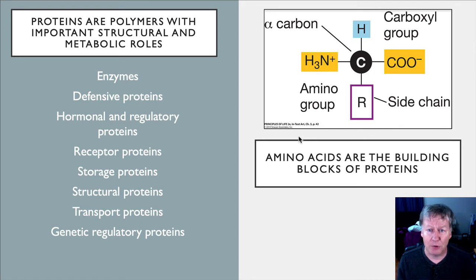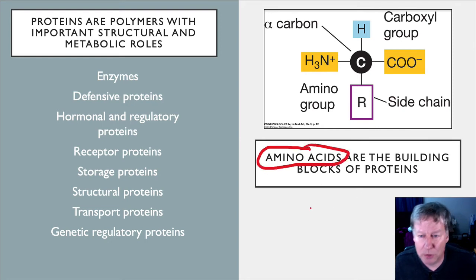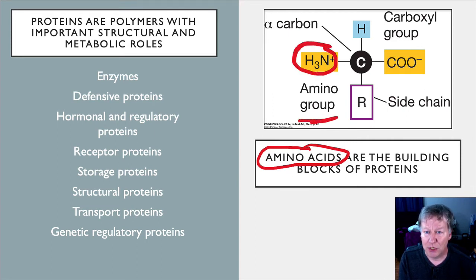In the case of proteins, the monomer is an amino acid. So amino acids are the building blocks of proteins. And if you think back to that activity we did with matching biochemical molecules, this is the defining characteristic of an amino acid. On one end, on the left-hand side, we have an amino group. That's this N plus with H3 connected. That's the amino group. We then have a carbon in the middle, and then we have the carboxyl group.